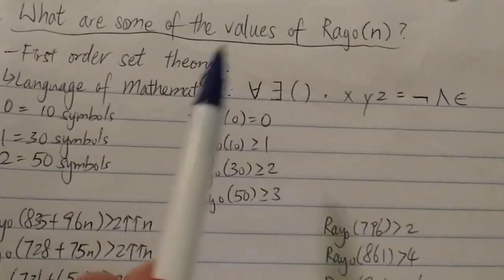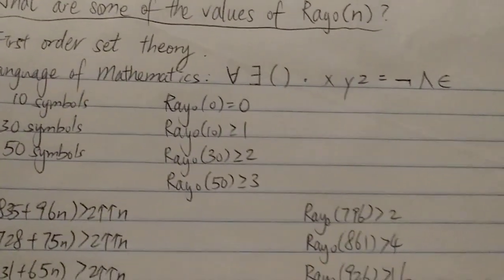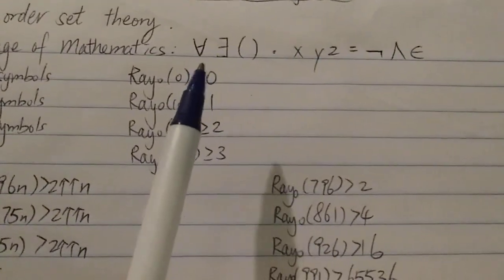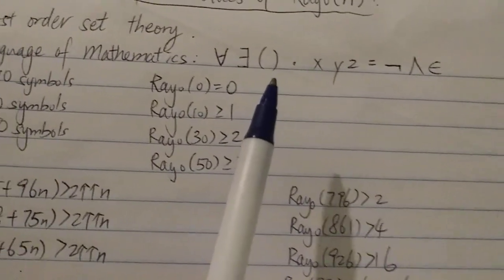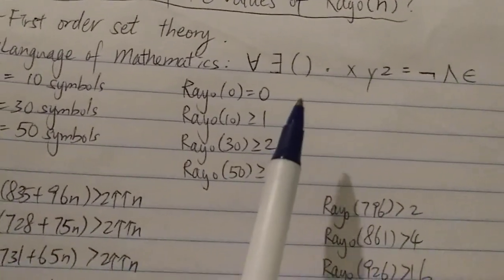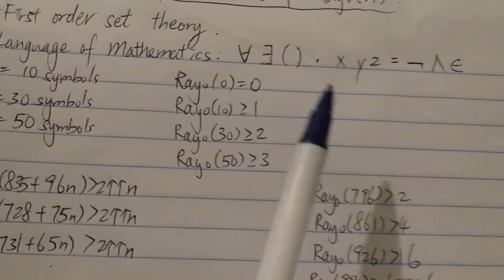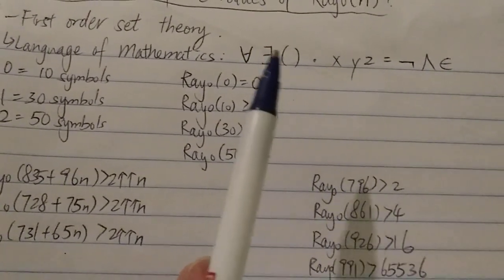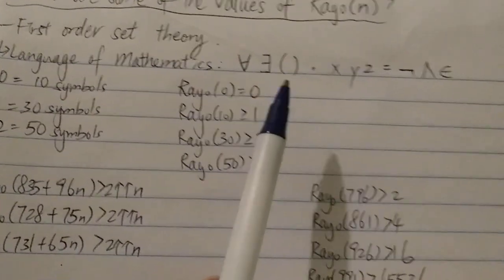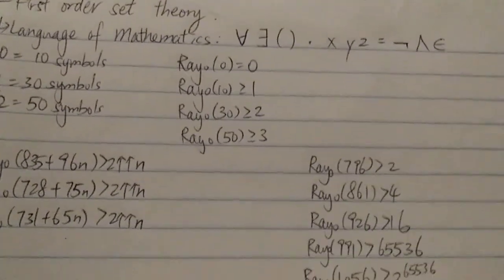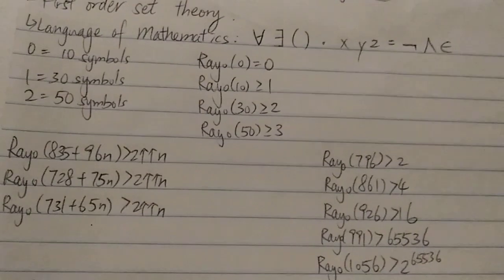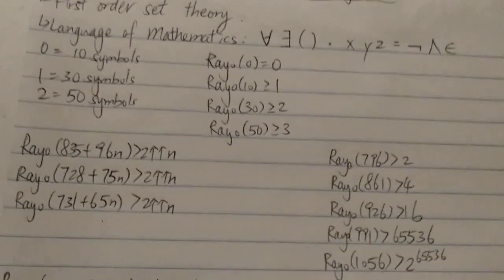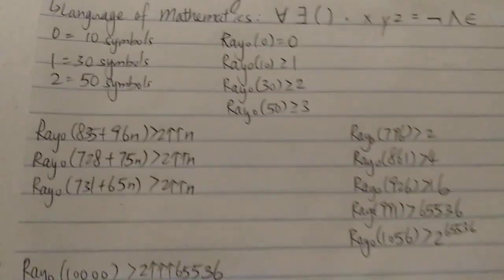This is because first order set theory is very ineffective in writing down small numbers. However, as you use more and more symbols, it becomes more and more effective. In fact, it is extremely effective in creating big numbers, but for small numbers, it's very inefficient. That's why for, let's say, Rayo 50 or Rayo 100, you're still getting very small numbers, which is kind of surprising to me and most people.